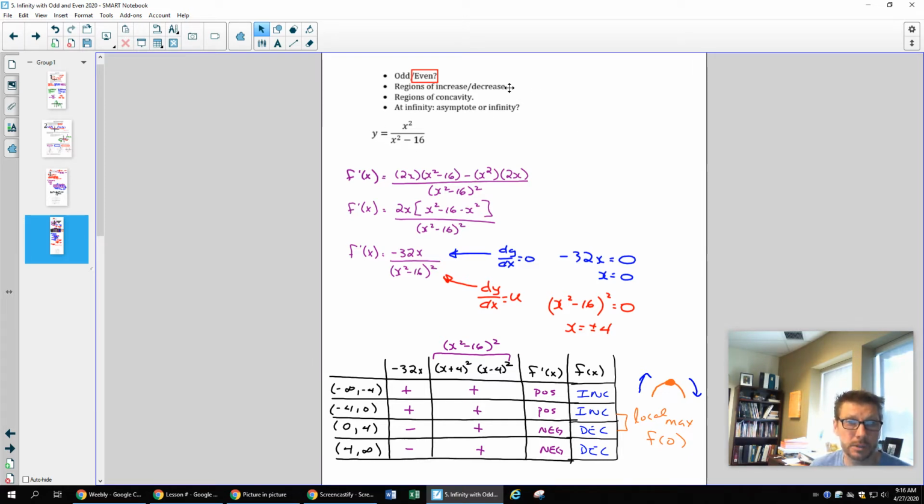We're going to talk about slopes, where they're positive slopes and negative slopes. We're going to talk about where it's concave up, concave down, and we're talking about asymptotes. And because this is a rational function, we're going to talk about horizontal and vertical asymptotes.